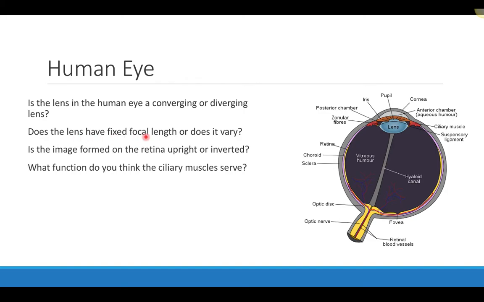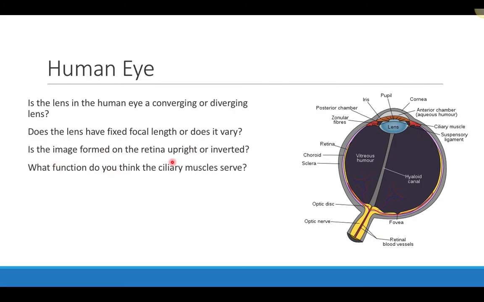Does the lens have a fixed focal length or does it vary? This is kind of a weird question, but the idea behind it is that the lens is flexible. It's made of a flexible material, and so the focal length of that lens can vary as the shape of the lens is changed. The ciliary muscles actually allow that change in the shape of the lens that changes the focal length.